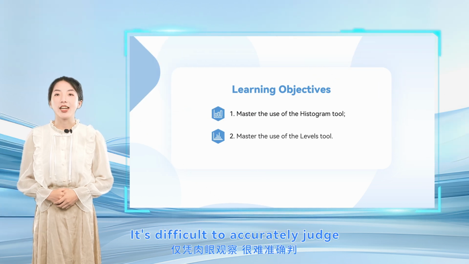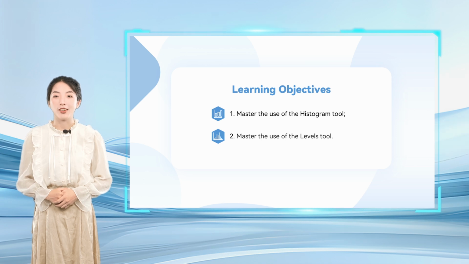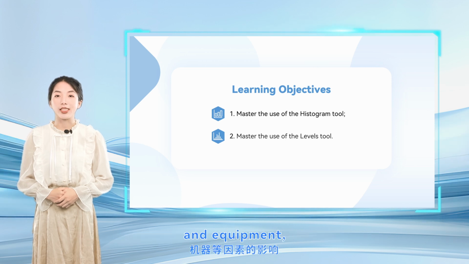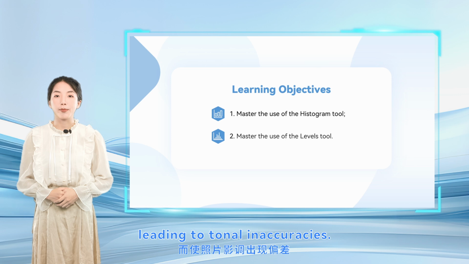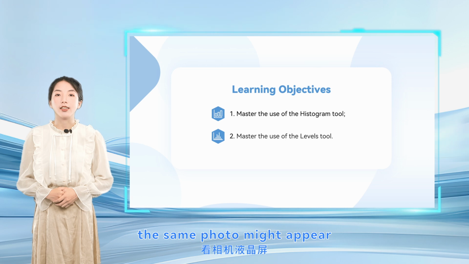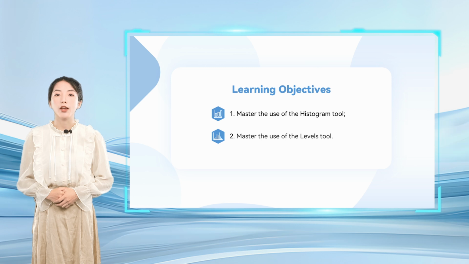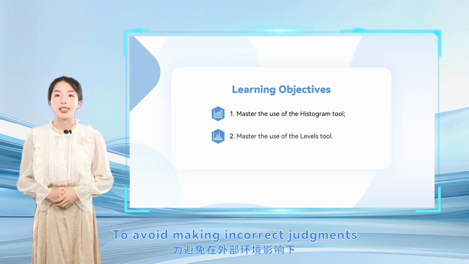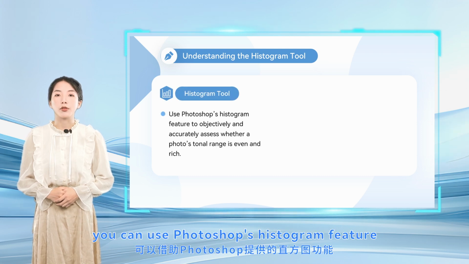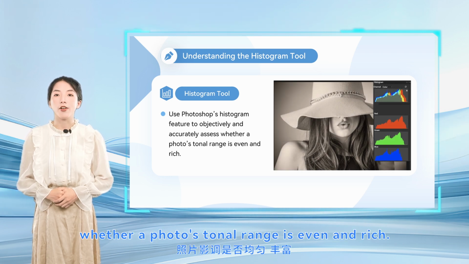It's difficult to accurately judge the tonal quality of a photo by eye alone, as the observation process can be influenced by factors like environment and equipment, leading to tonal inaccuracies. For example, under different lighting conditions, the same photo might appear to have different tonal qualities when viewed on a camera's LCD screen. To avoid making incorrect judgments under external conditions, you can use Photoshop's histogram feature to objectively and accurately assess whether a photo's tonal range is even and rich.